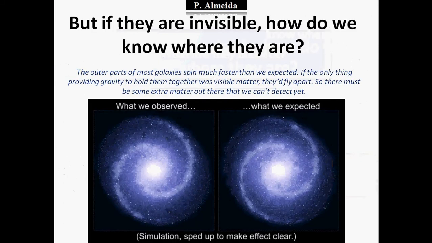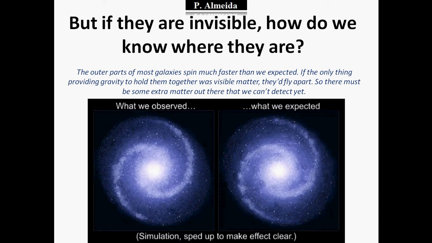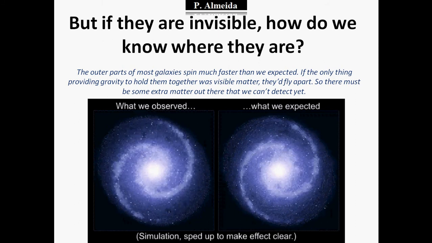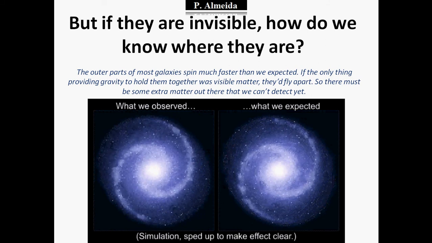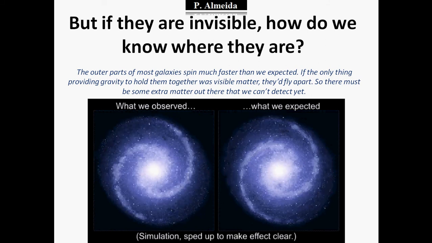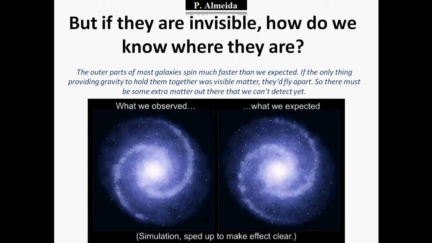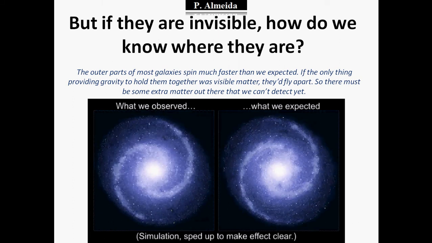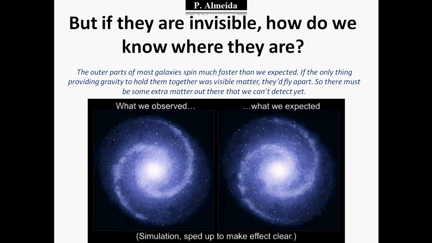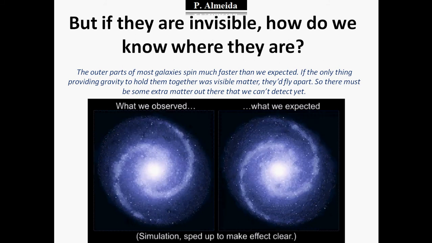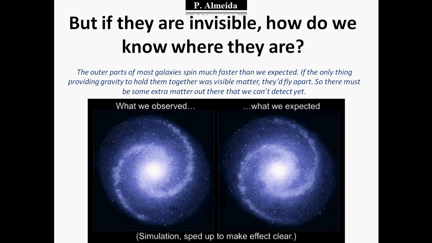Now, if they are invisible, how do we know where they are? Because we kind of say there's dark matter in here. Well, the outer parts of most galaxies spin much faster than we expected. If the only thing holding the galaxy together was visible matter, they would fly apart. So there must be some extra matter out there that we cannot detect yet. So if we cannot see it, it's invisible to us, and it is matter, we call it dark matter, okay?